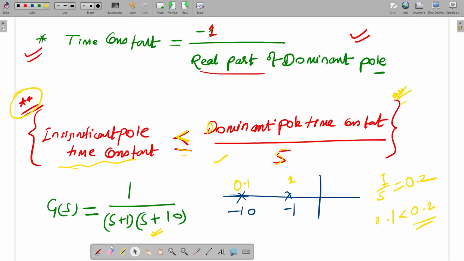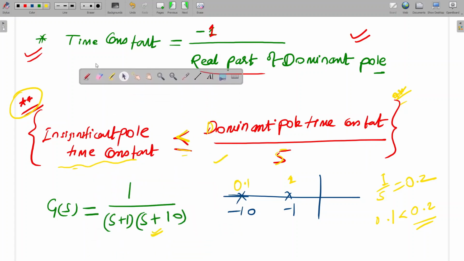Okay. So one transfer function I am taking here. G of s is equal to 1 divided by (s plus 1) into (s plus 10). So what will be the pole location? Here -1 and here -10. So for this one, what will be the time constant? -1 divided by -1, so the time constant will be 1 for this one. And for this one, the time constant will be 0.1.